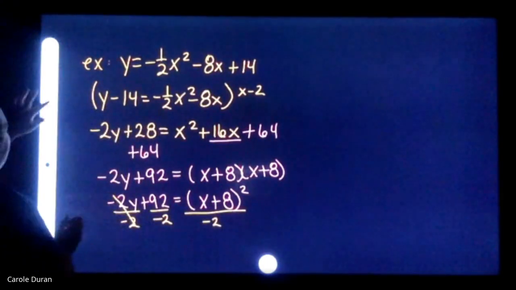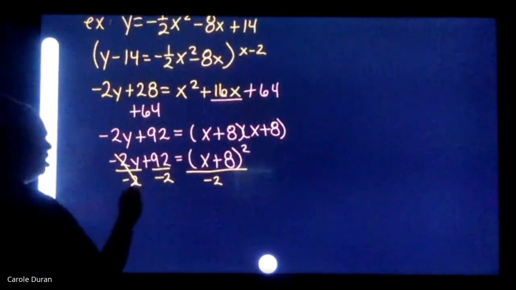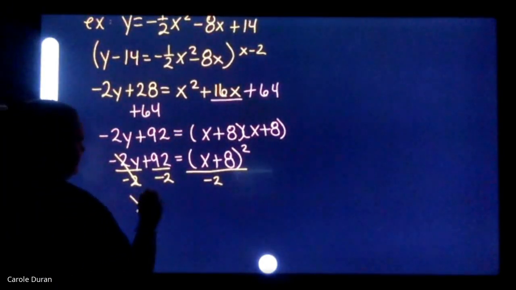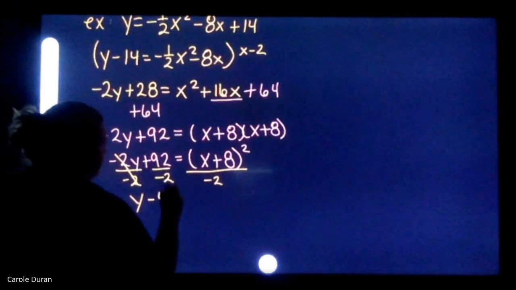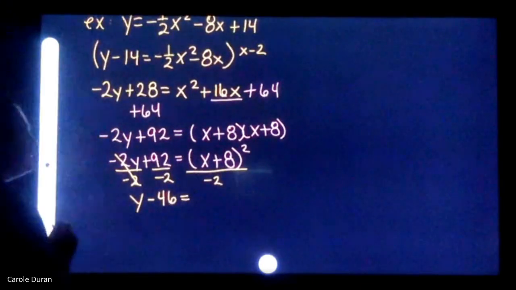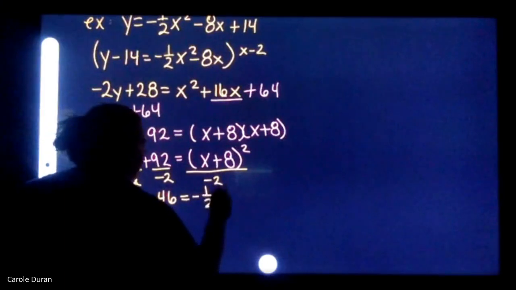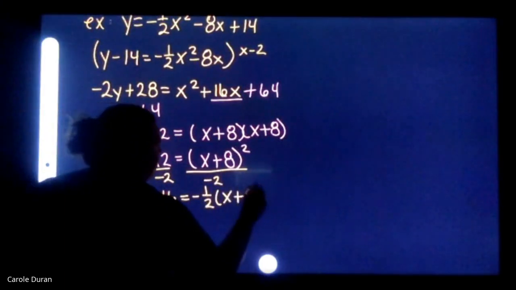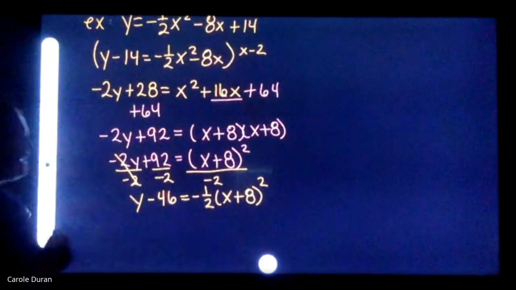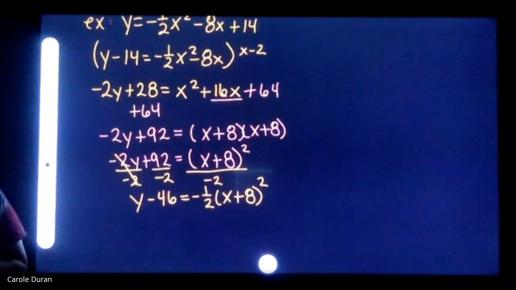-2 divided by -2 cancels out. 92 divided by -2 is -46. And then the right-hand side, I would just write as -1/2 times that parentheses. And now I am in vertex form.